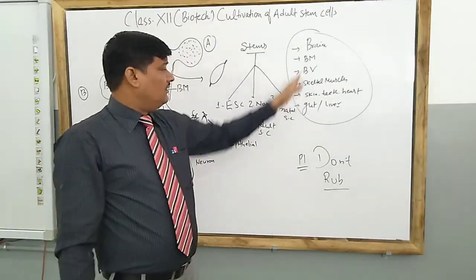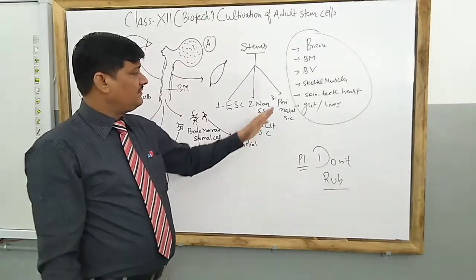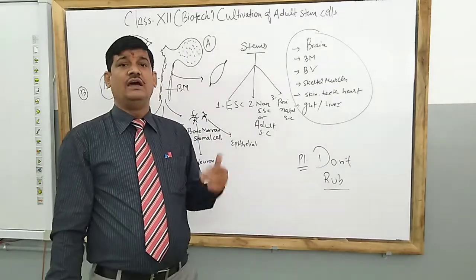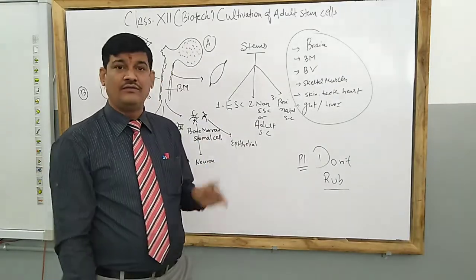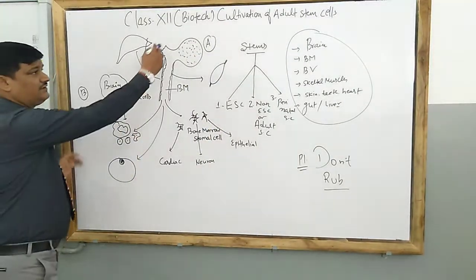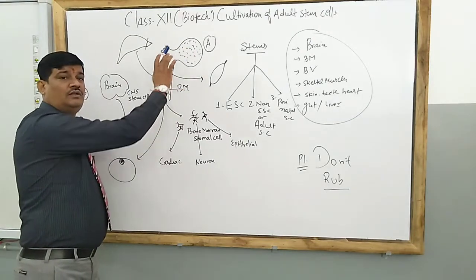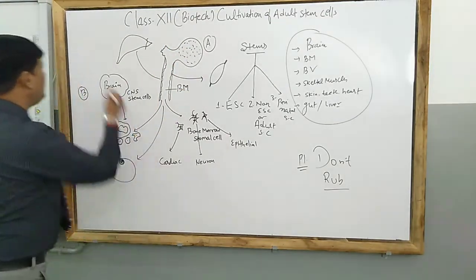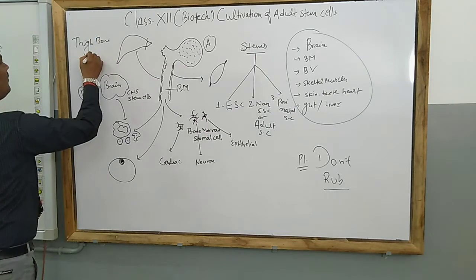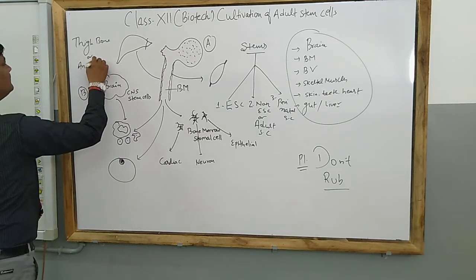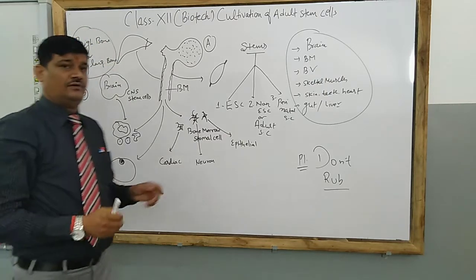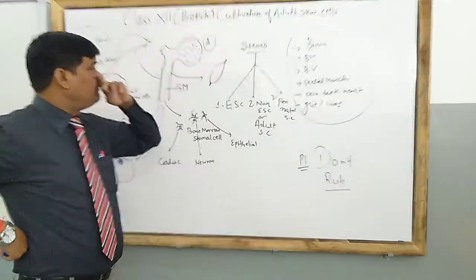So the third one is the perinatal stem cells. These perinatal stem cells are taken out from the amniotic fluid, umbilical cord, and the placenta from the mother's womb or uterus. Continuing, this is the pictorial representation of the human bone marrow, and the thigh bone or any large bone is a good source of producing the stem cells.